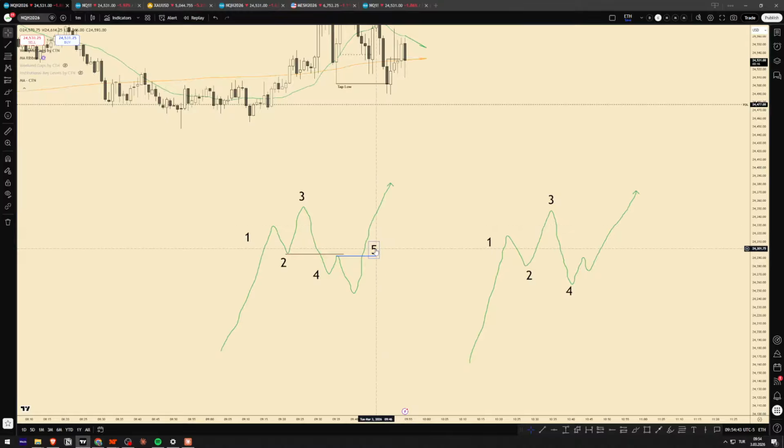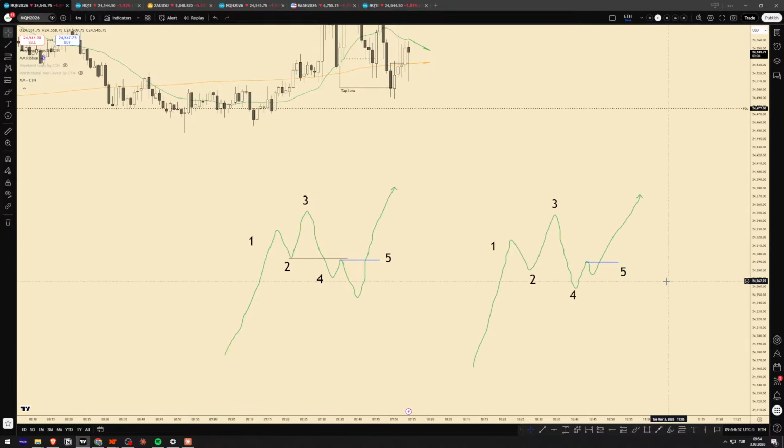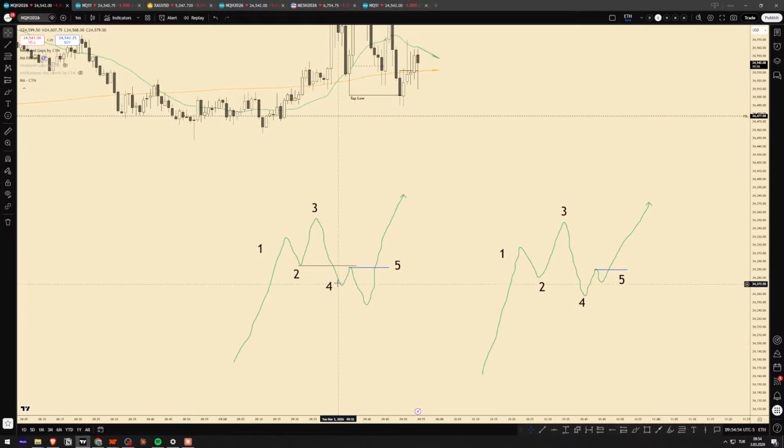Let me make it blue. And over here, 5 is here. So 5 means reversal after the double bottom. And double bottom may form like this with a sweep or with a failed swing, right?